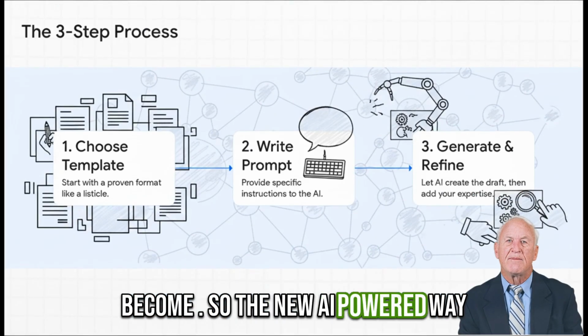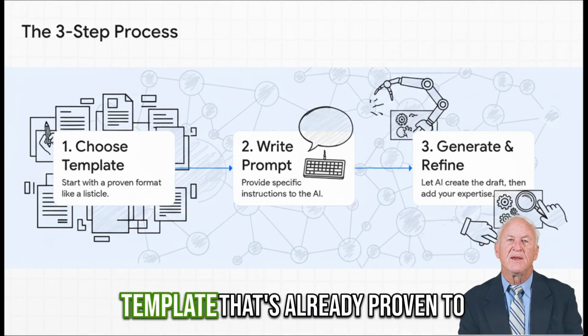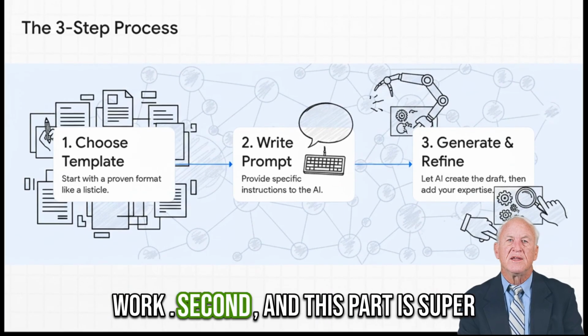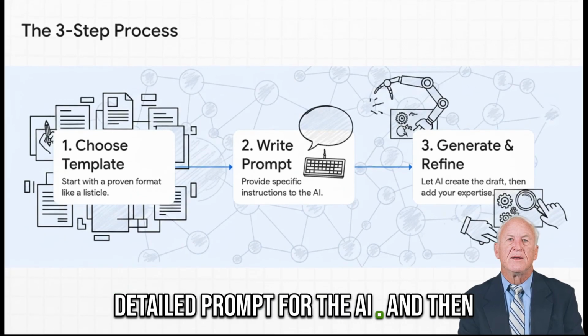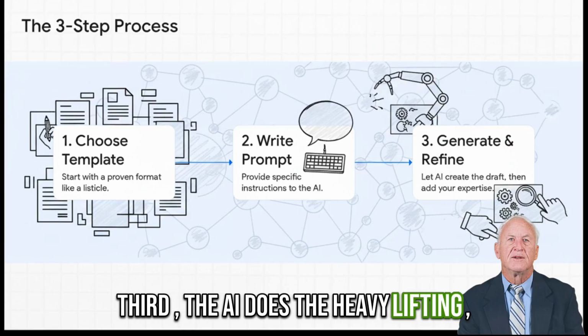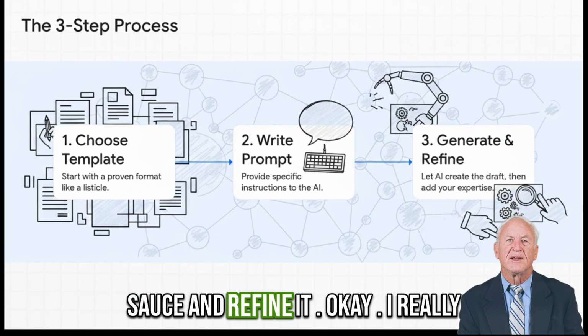So the new AI-powered way pretty much boils down to 3 easy steps. First, you just pick a template that's already proven to work. Second, and this part is super important, you write a really detailed prompt for the AI. And then third, the AI does the heavy lifting, generates the content, and then you step in to add your own special sauce and refine it.